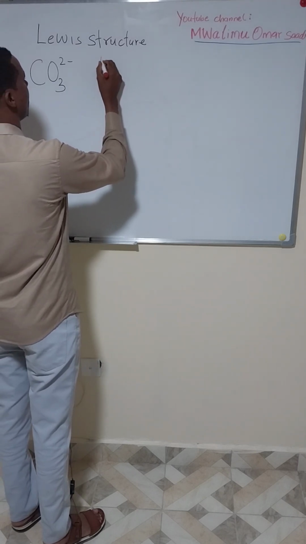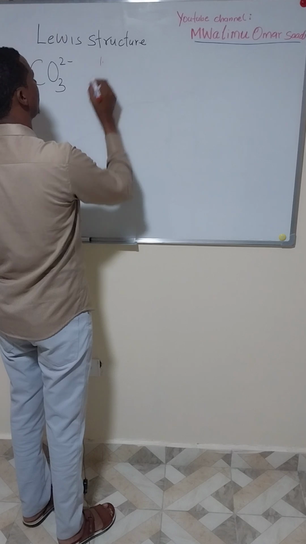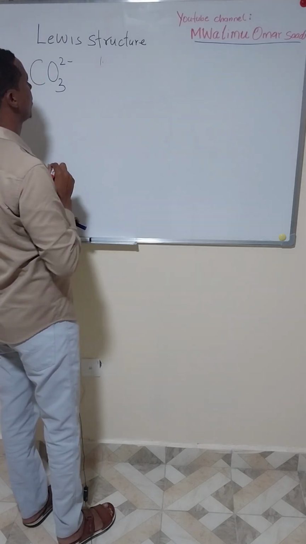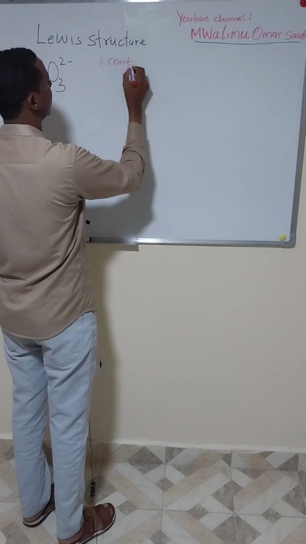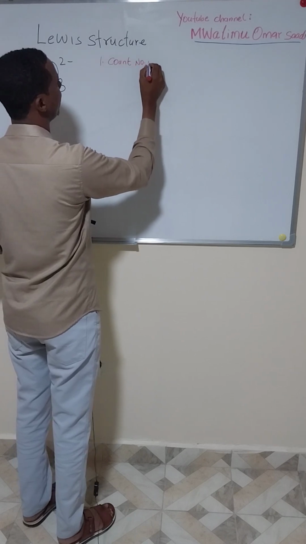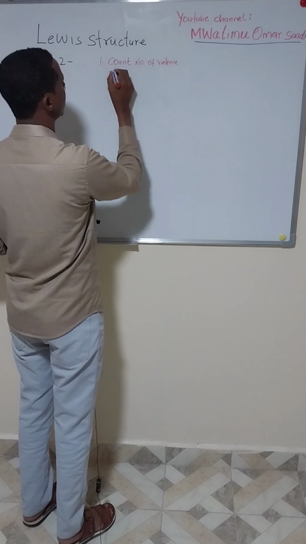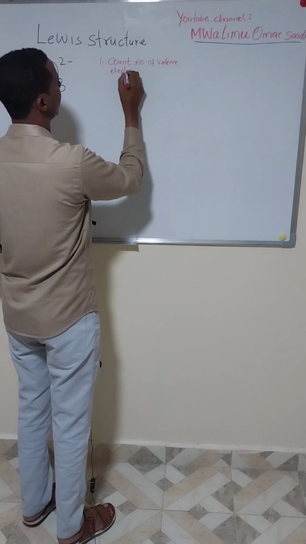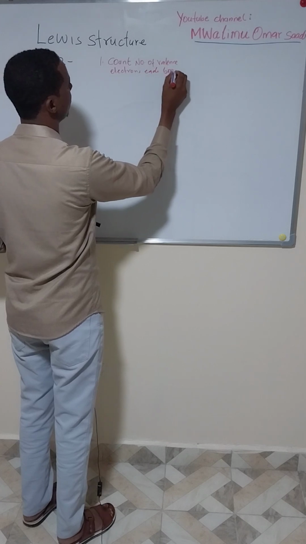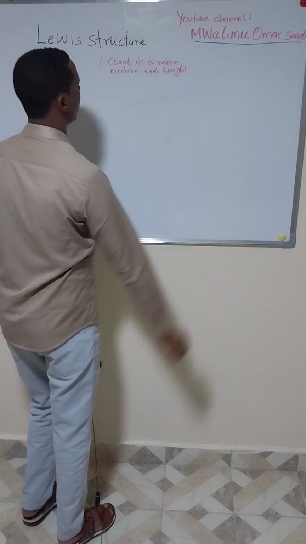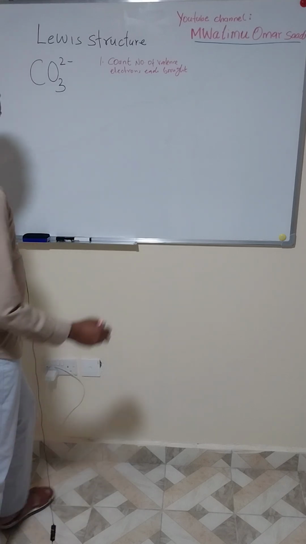First, count the number of valence electrons each atom has brought. So here we have carbon and oxygen.